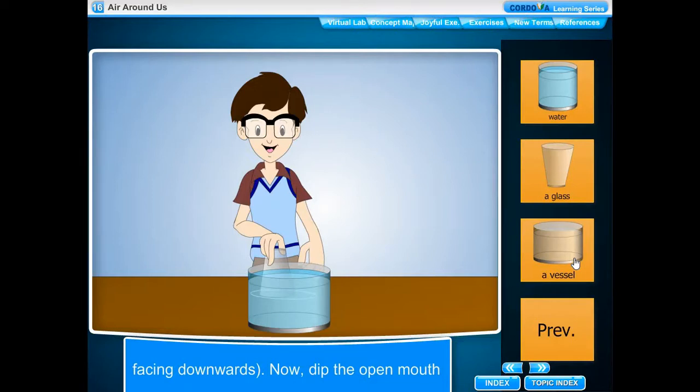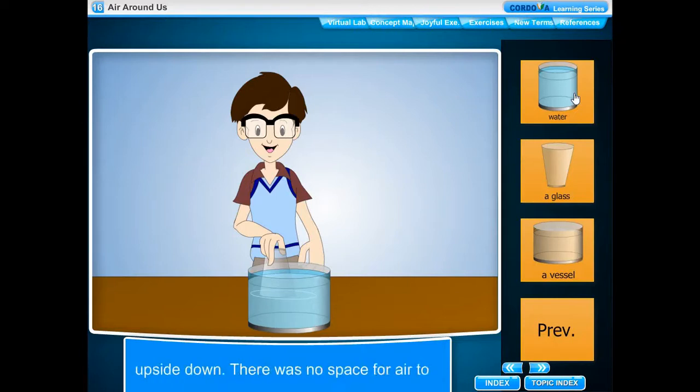Now, dip the open mouth of the glass into a vessel filled with water as shown in the figure. You will find that the water does not enter the inverted glass. Why? The glass was not empty at all. In fact, it was completely filled with air.